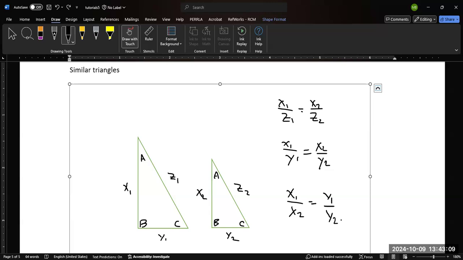So this is the power of similar triangles. And so typically we use these for scenarios where we know something about one triangle and we're trying to determine something about the other triangle.